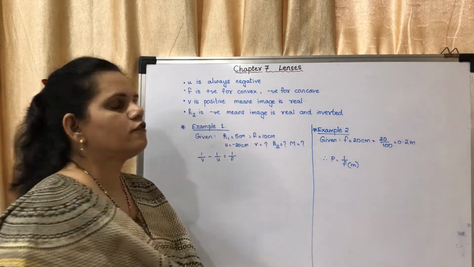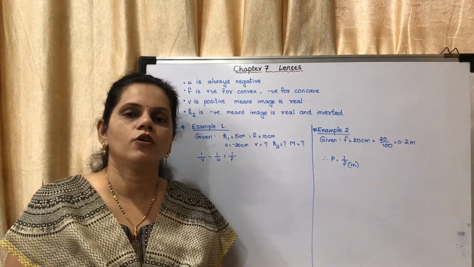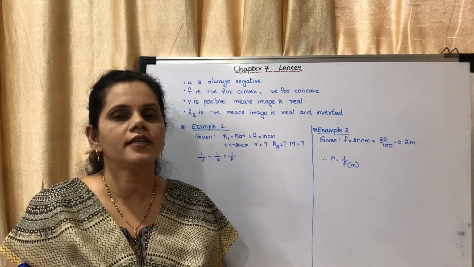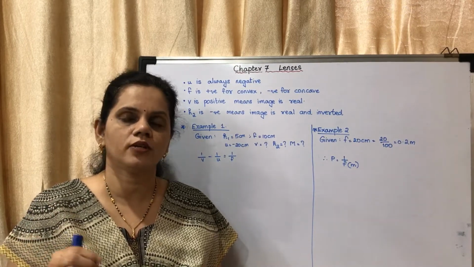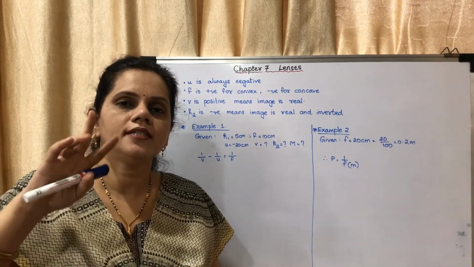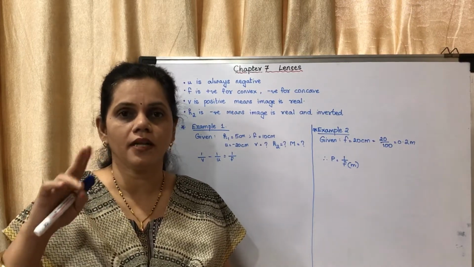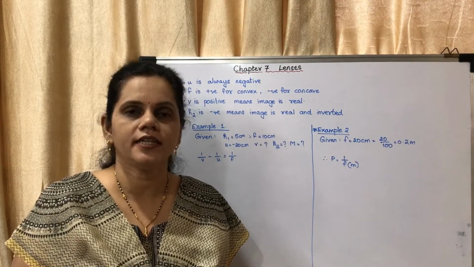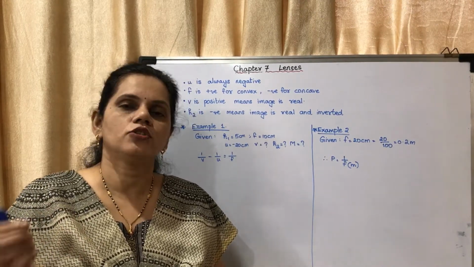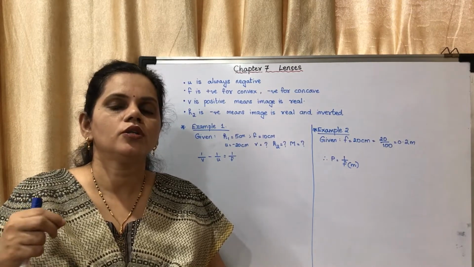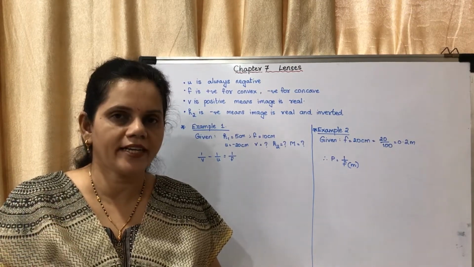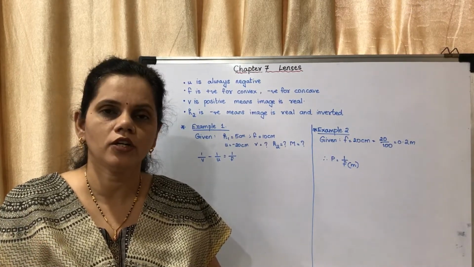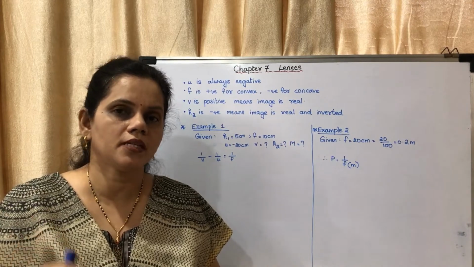V is positive means the image is real. Now when we had drawn the ray diagrams, we had written the nature of the image, whether the image is real and inverted or virtual and erect. It is a couple: real and inverted, and virtual and erect. It is never real and erect. So you will be asked to find out whether the image is real and inverted or virtual and erect. How will you come to know? You will come to know from the symbols of the values.